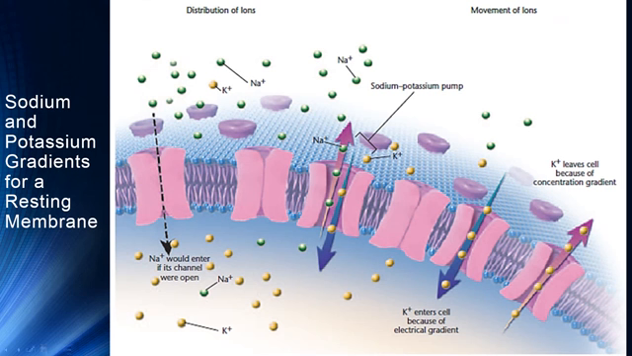So potassium leaves the cell because of a concentration gradient. It enters the cell because of the electrical gradient, because they're positively charged and the inside of the cell is negatively charged. Sodium ions would enter if their channels were open, but those are closed at rest, so there are much more sodium ions outside than inside because that sodium-potassium pump is pumping 3 sodium out and bringing 2 potassium in.